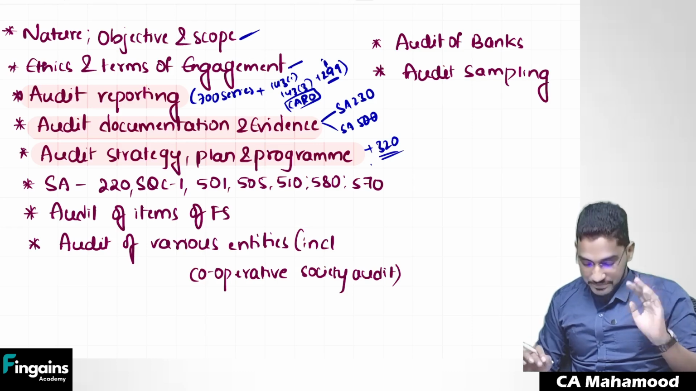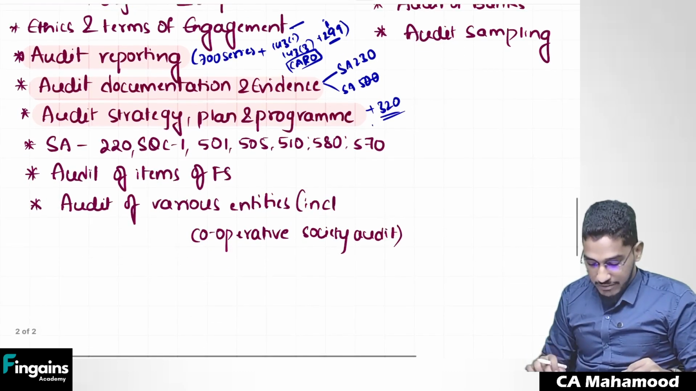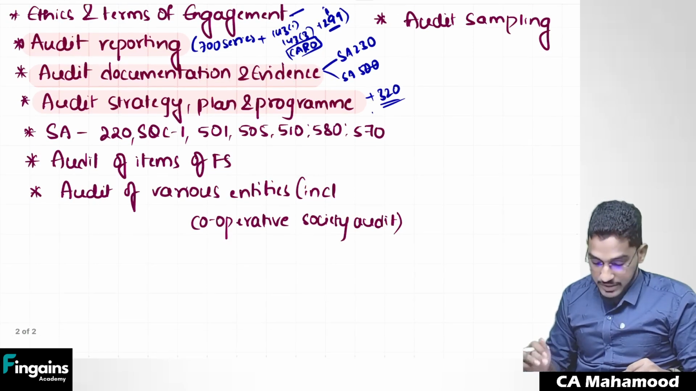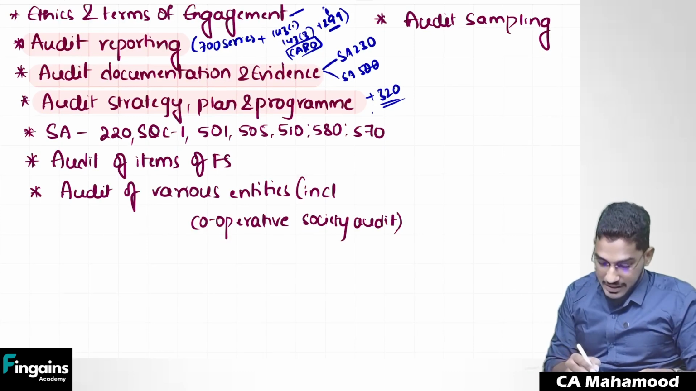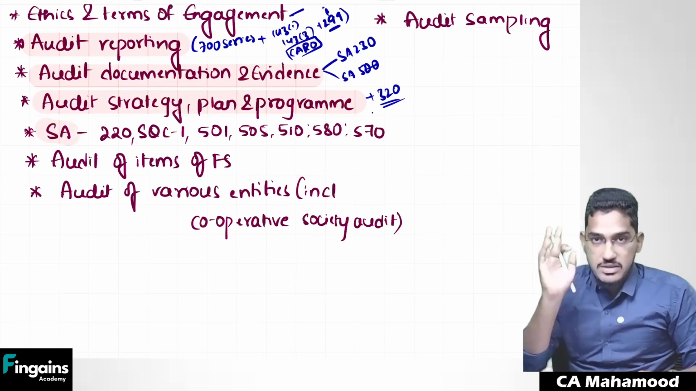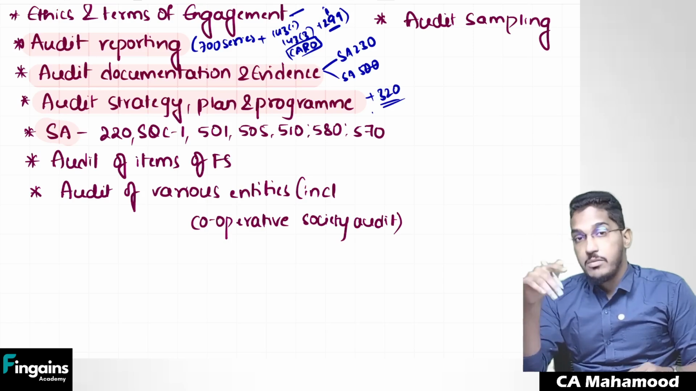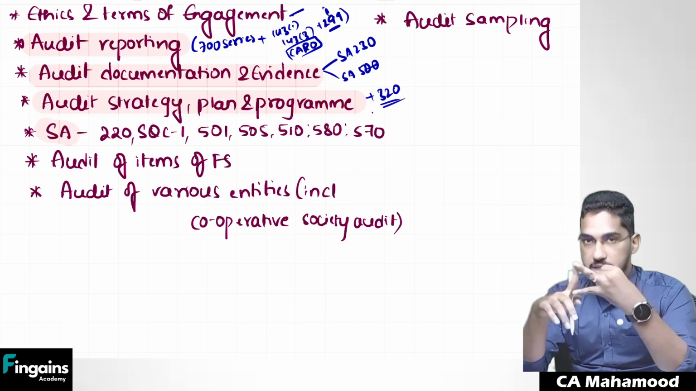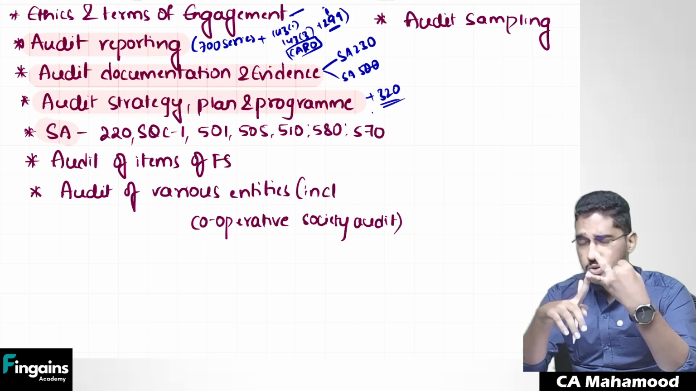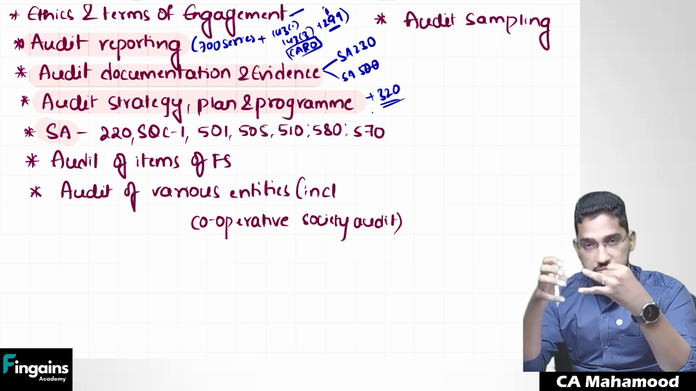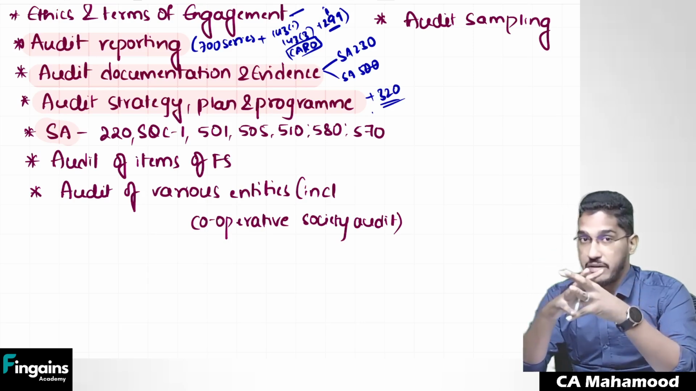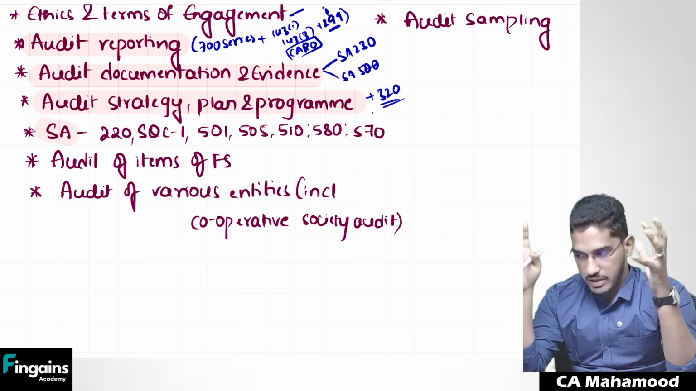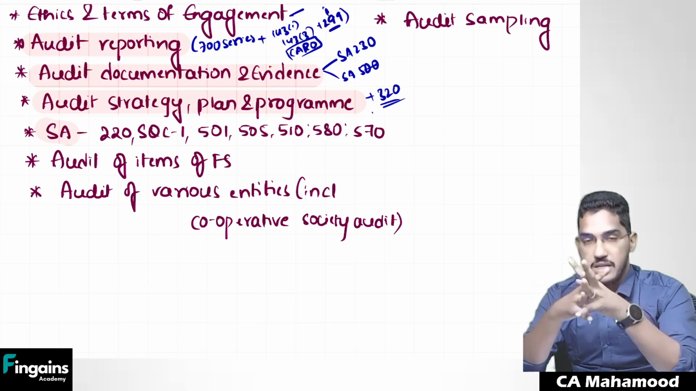Okay. So this chapter also you have to cover: audit strategy, plan and program. Then come to the standards on audit. As you all are aware, standards on audit are going to be very important, both for MCQs and theory questions. There is significant weightage for MCQs, and theory questions will also come. Sir, which standards do I have to cover? There are so many standards in my material.